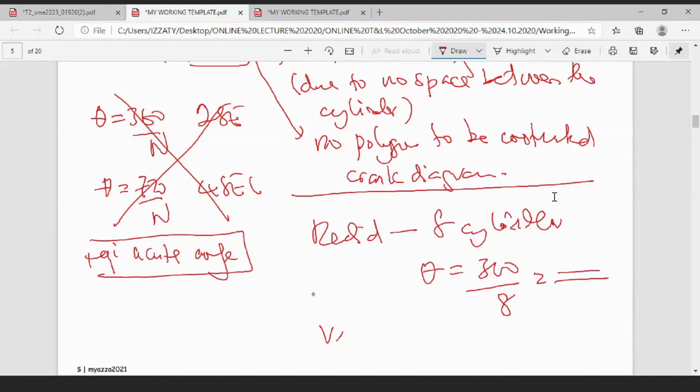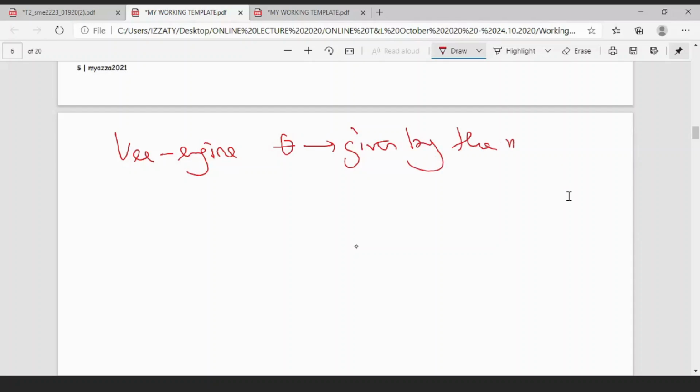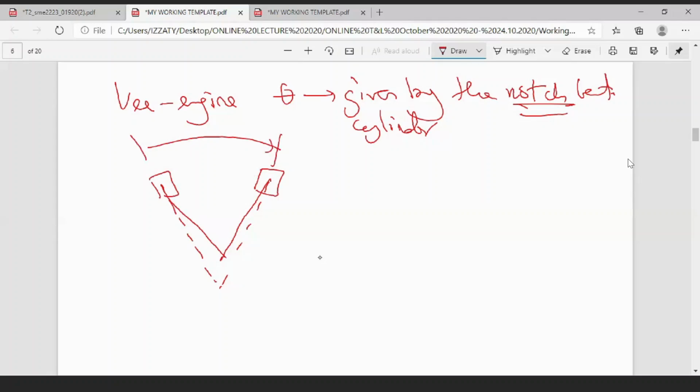For V, of course, you cannot use this one. For the V engine, remember, theta is given by the notch, N-O-T-C-H, the notch between cylinders. What is the notch? The notch will be this one. This is the notch. The theta is given by the notch between cylinders divided by 2.